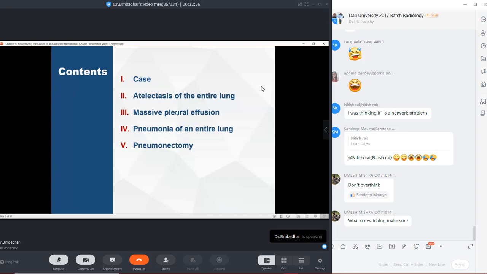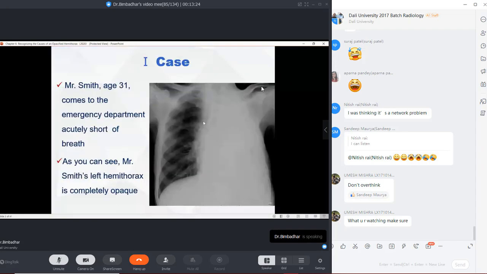First main important reason, and then we have massive pleural effusions, and then pneumonia of an entire lung, and then pneumonectomy patients. Pneumonectomy is removal of a lung in a patient. We call it pneumonectomy. So these are the four main important diseases that cause an opacified appearance of a hemithorax, right? Okay, let's start with atelectasis.